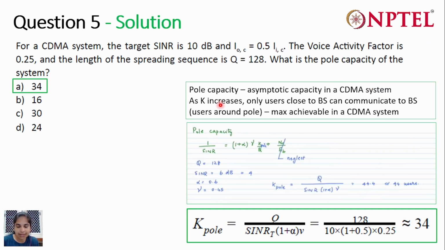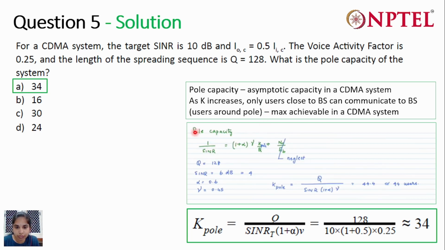By definition, pole capacity is the asymptotic capacity in the CDMA system. As K increases, as the number of users increases, only those users closer to the base station can communicate with it, because the interference is going to keep increasing. So it means the users are around the pole. That's why it's called pole capacity. Basically it's the maximum achievable capacity in a CDMA system.